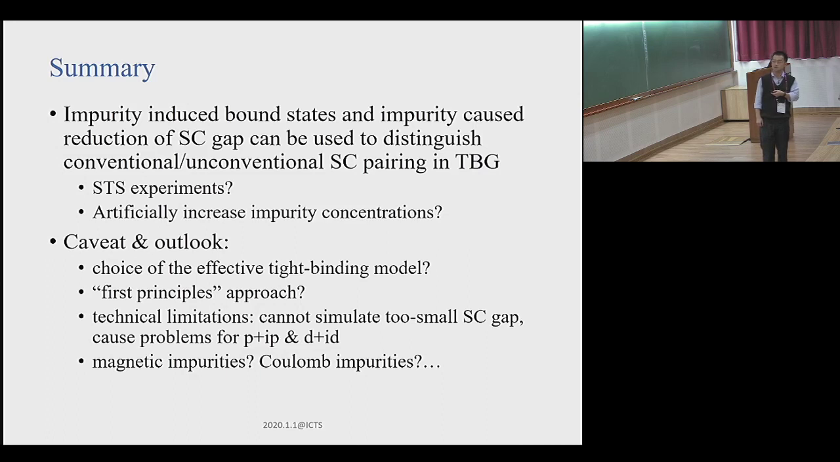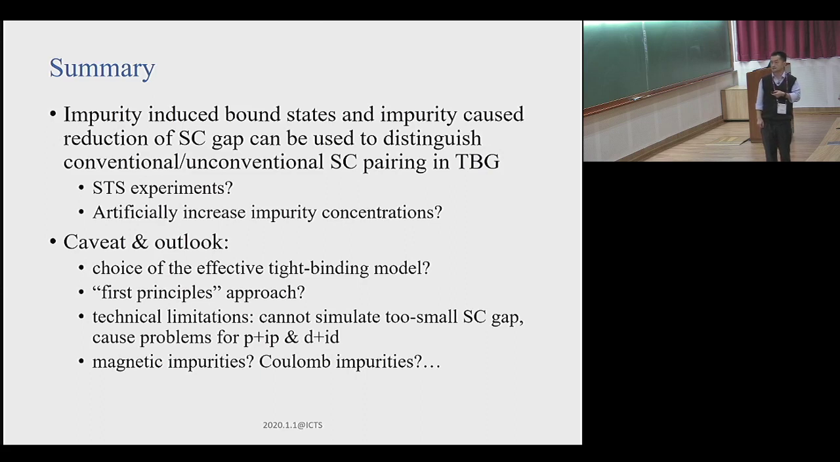The gap is already very small, or you can artificially increase impurity concentration in this material, and there are many ways. You can put a lot of atoms on it, or use, for example, what people do with argon bombardment to create a lot of vacancies in graphene, and see whether this superconductivity just diminishes quickly with impurity concentration.